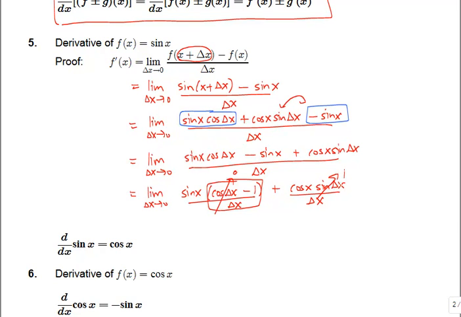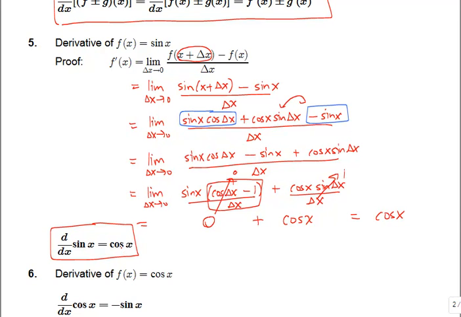And that was that sine of stuff over stuff that we've seen before. So sine of x times something going to 0 is going to stay 0. And cosine of x times something going to 1 is going to stay cosine of x. So what we end up with is that this answer is just cosine of x. So this is something you want to memorize. The derivative of sine of x is just cosine of x.